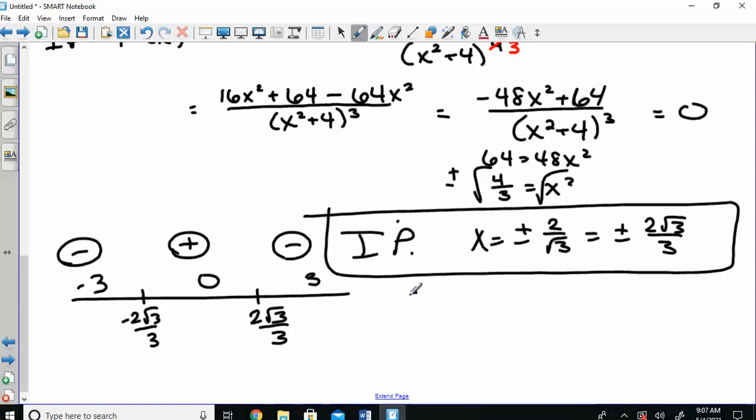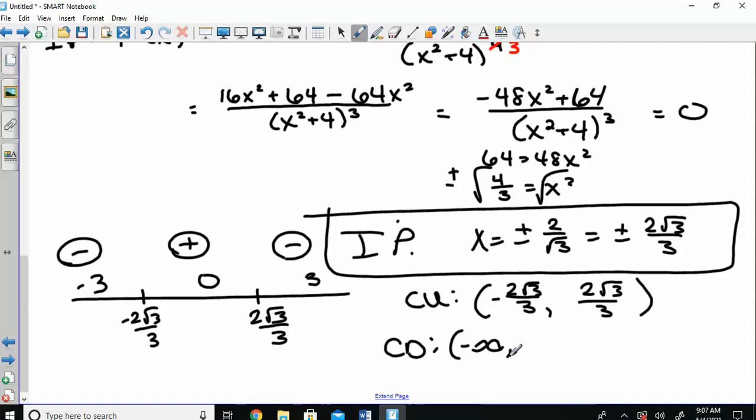So we are concave up from negative 2 radical 3 over 3 to positive 2 radical 3 over 3. Concave down on the ends. Negative infinity to negative 2 radical 3 over 3. Union 2 radical 3 over 3 to positive infinity.